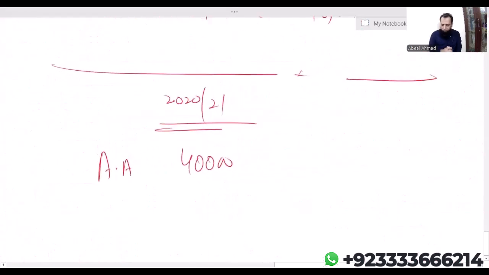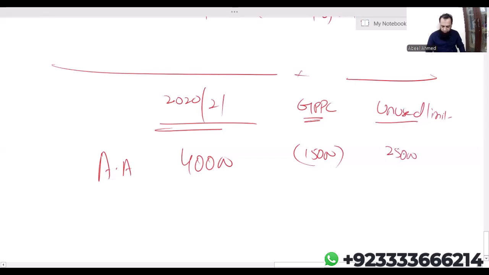Let's say the annual allowance is 40, and we have just one gross PPC, nothing else. Make it 15,000 gross PPC. We do not have any contribution in an occupational pension plan, and we do not have any employer's contribution. So what is the unused limit? The unused limit is 25.